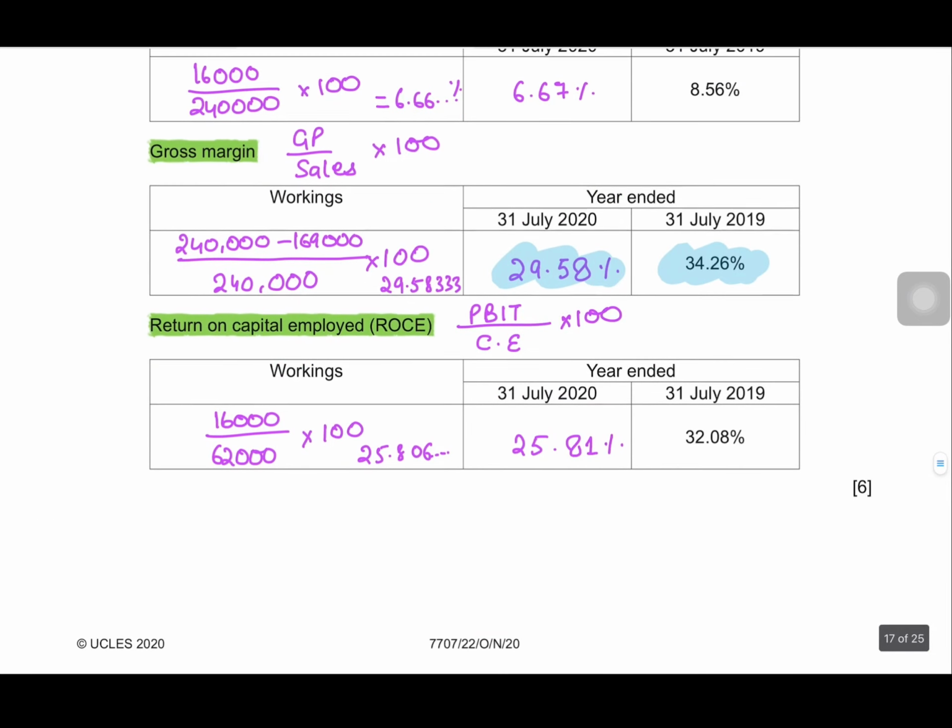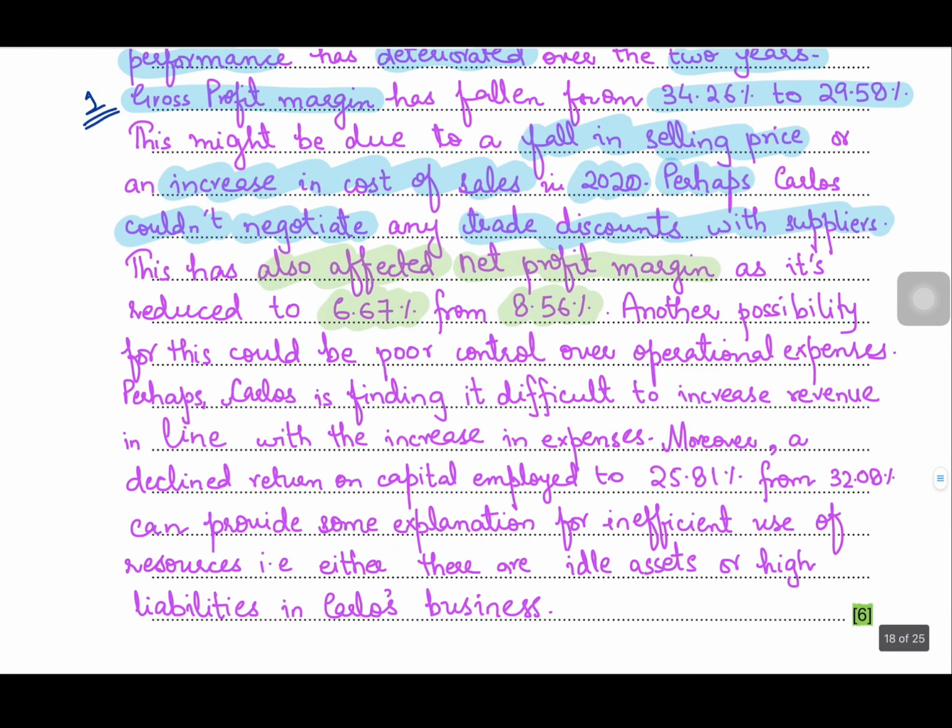So last year it was 8.56, now it is 6.67%. Now the first reason is because the GP is reducing, your profit margin is also falling. And you can also write another possibility for this, which could be poor control over operational expenses. Perhaps Carlos is finding it difficult to increase revenue in line with the increase in expenses, right?